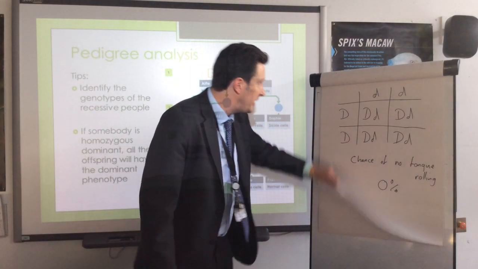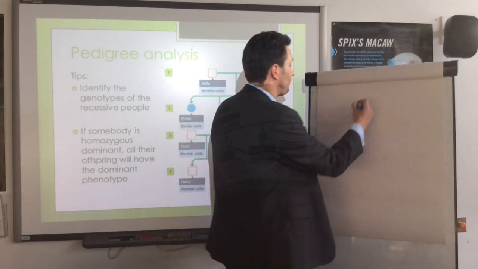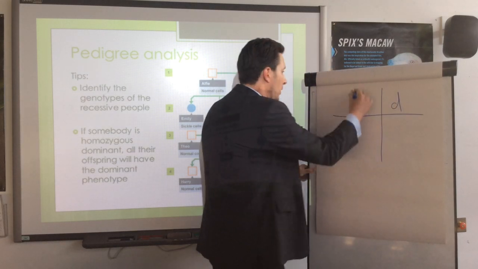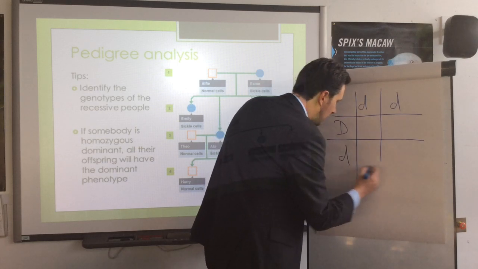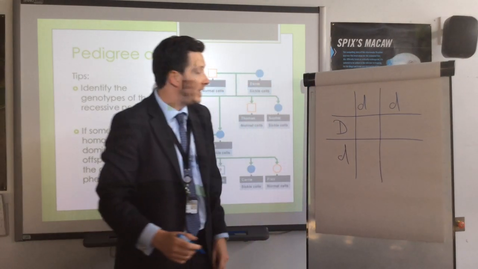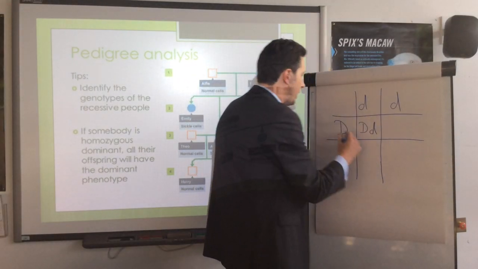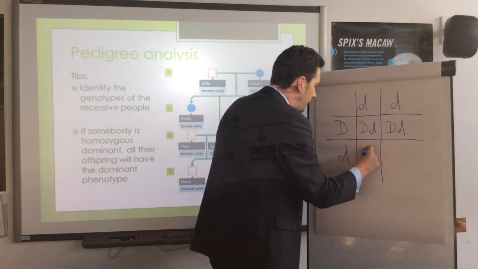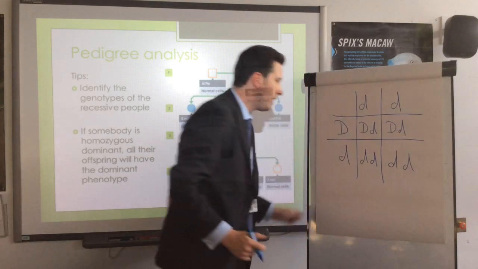So last of all, if we do that genetic cross for someone who has the recessive characteristic with someone who is a carrier but doesn't have it, again, if we do this cross, we've got a big D, little d, a big D and a little d, a little d and a little d, and a little d and a little d, similar to the first one I did.